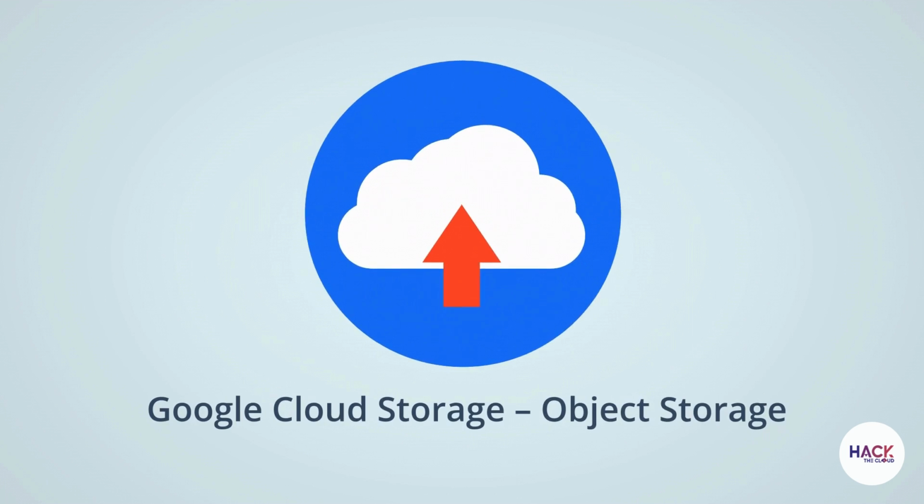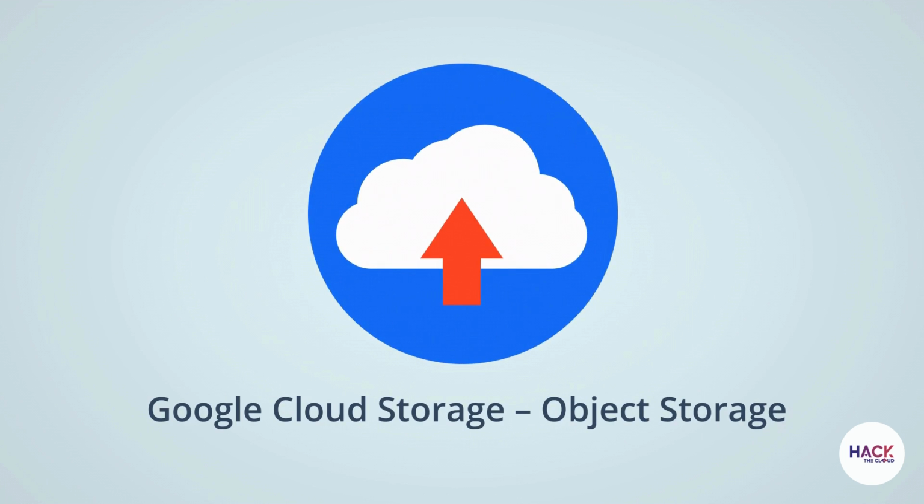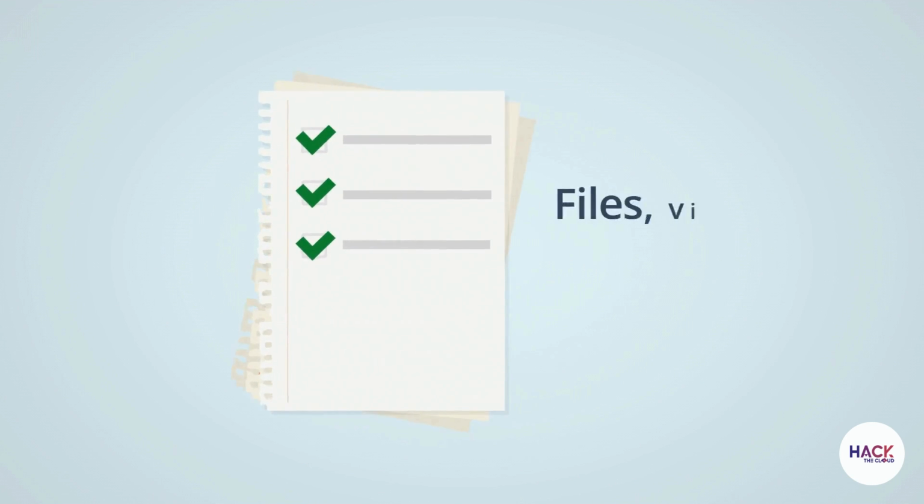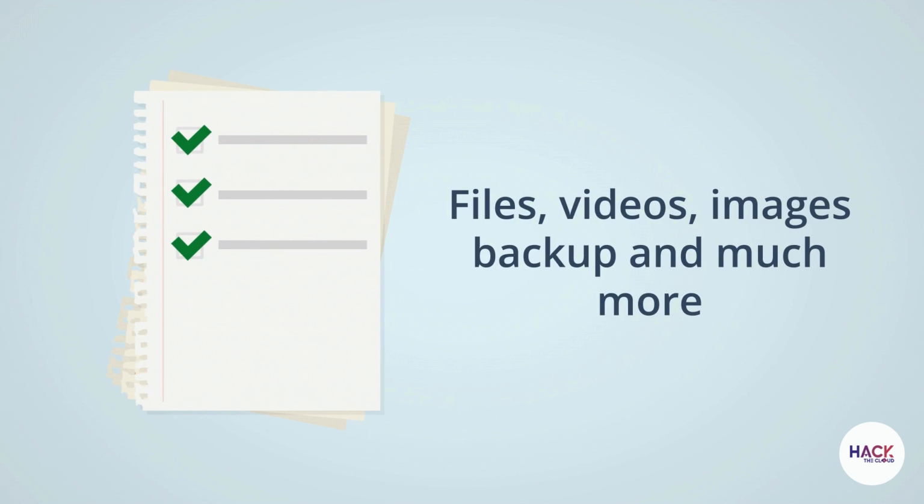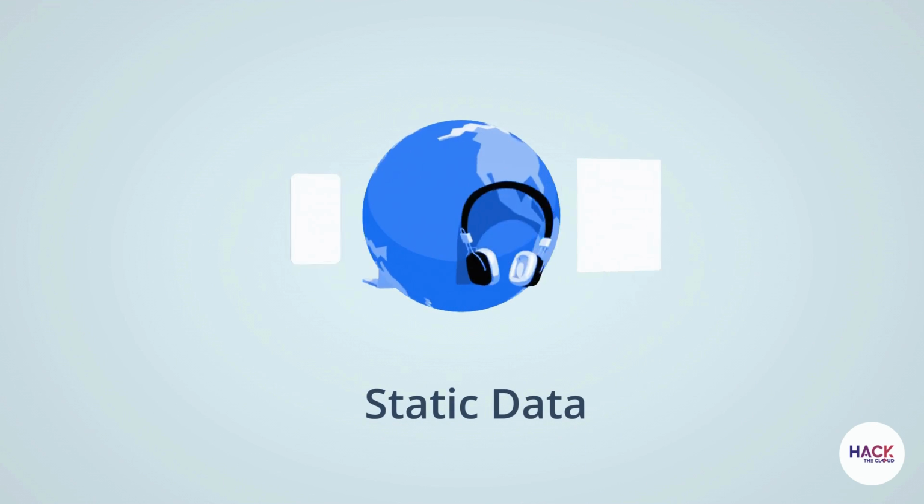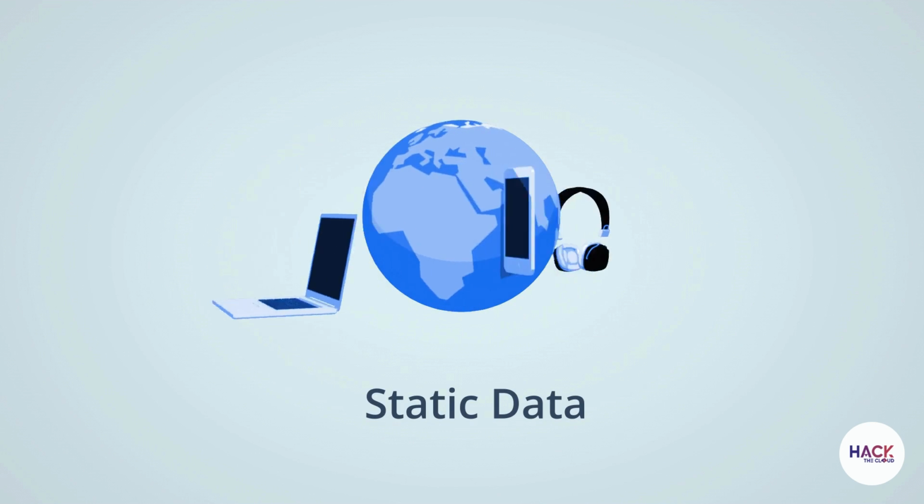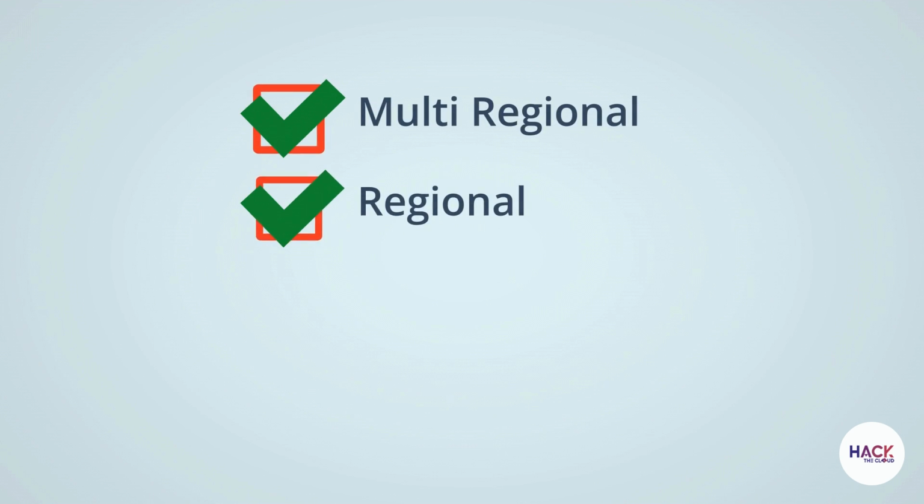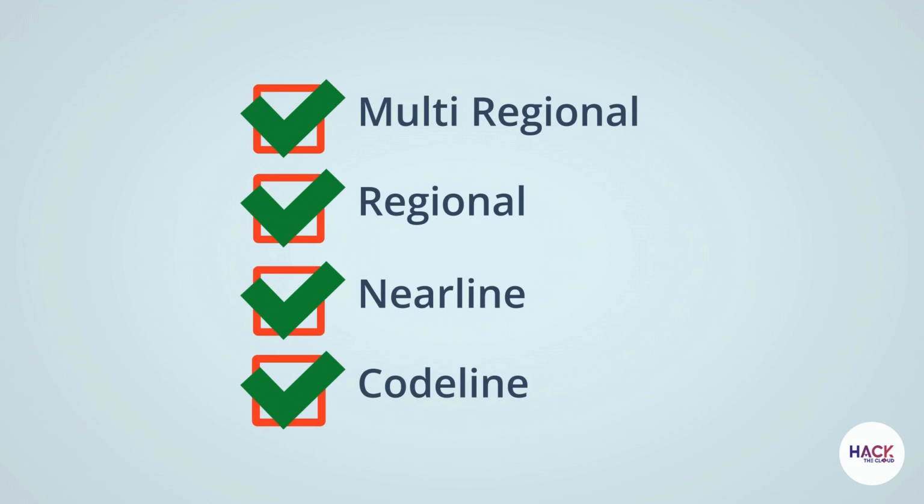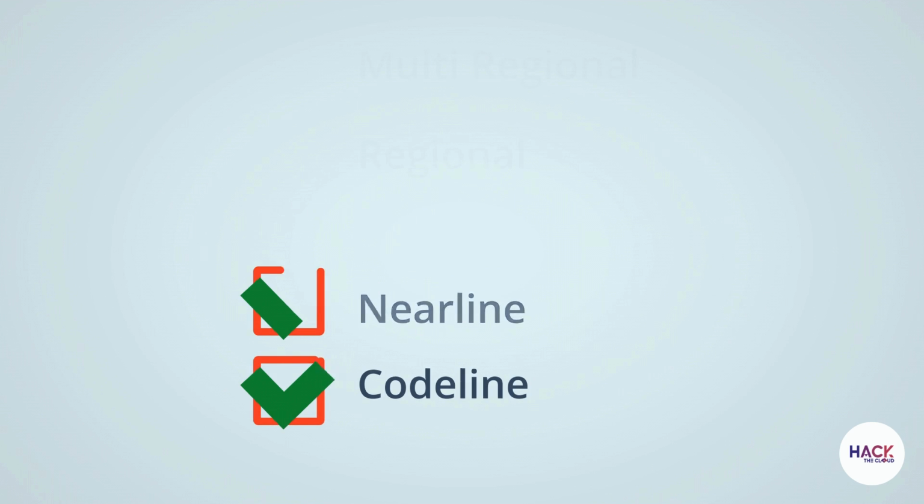Google Cloud Storage, Object Storage. First up is Google Cloud Storage, which is like the all-purpose Swiss Army knife of storage. It's object storage, meaning you can store pretty much anything. Files, videos, images, backups, you name it. You'll mostly use it for static data that doesn't change often, like media assets, archive data, or backups. It comes in multiple flavors, like multi-regional, regional, nearline, and coldline, depending on how frequently you need to access your data and how much you want to pay. We talked about these classes in detail in our last video, so check that out for more info.